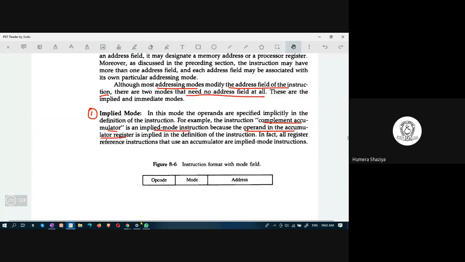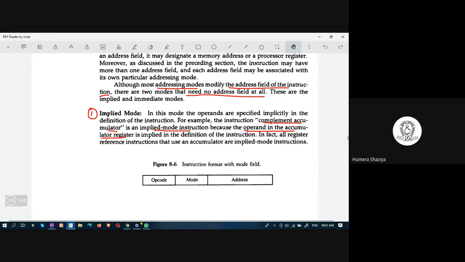While studying register reference instructions, we learned that here you can say CMA, complement accumulator. When you say CMA, you are neither specifying the operand nor the address. Therefore, it is known as implied mode. The operand is in the accumulator, and the accumulator is a default option in this case.